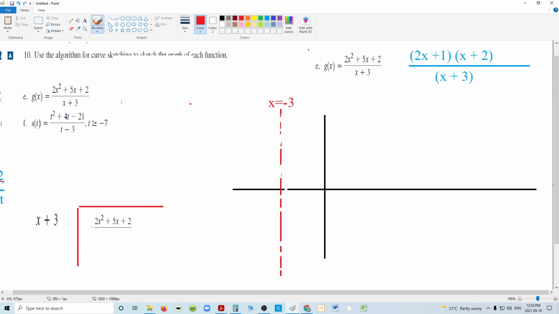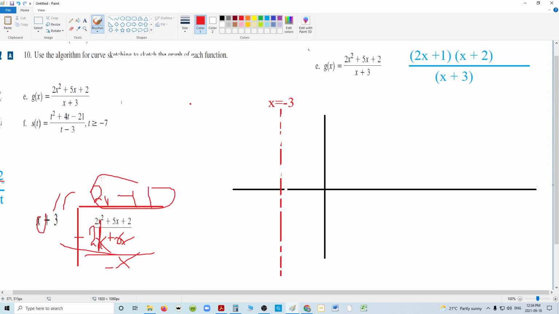How many times what do I have to multiply x by to get 2x squared? 2x. When I multiply 2x times the x, I get 2x squared, but what happens when I multiply the 3? I get plus 6x. When I subtract this, these cancel out, and I get minus x. What do I have to multiply x by to get minus x? Minus 1. Stop.